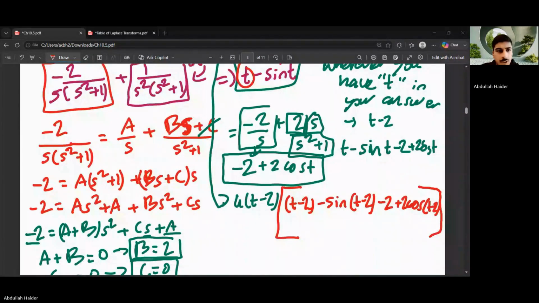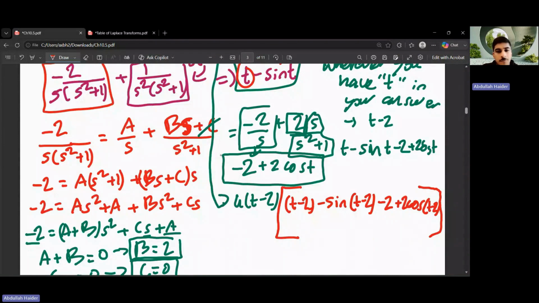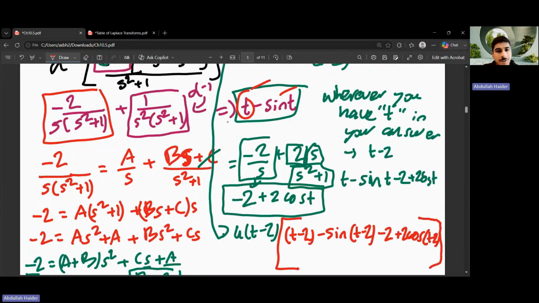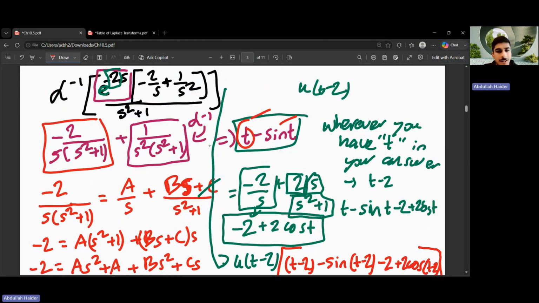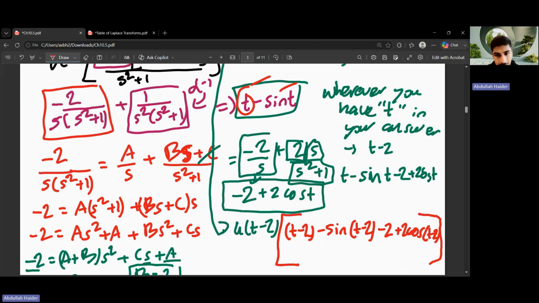As I was discussing right now, once you get your answers for these separate forms, like the answer for this was t minus sine t, and the answer based on the partial fraction was minus 2 plus 2 cosine t, whenever you have e to the power minus 2s, or anything, you will write u(t minus a), whatever a was, here u(t minus 2). Then you put these answers in a big bracket and replace t wherever you have t in this answer by t minus 2.